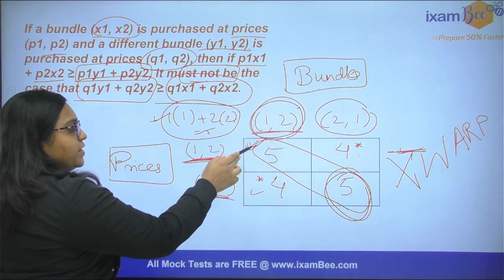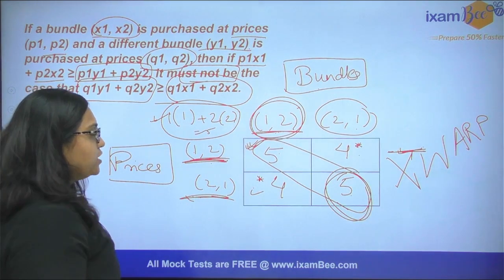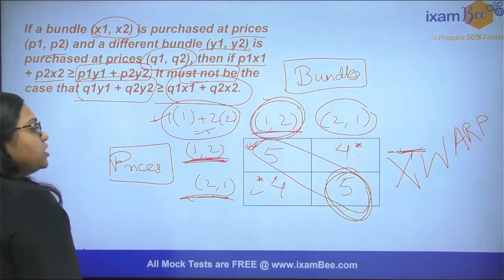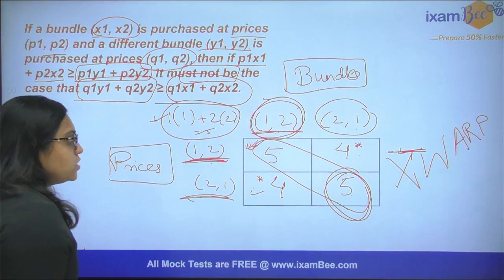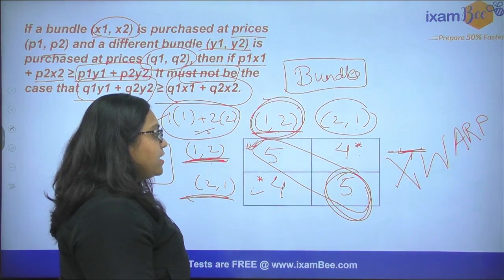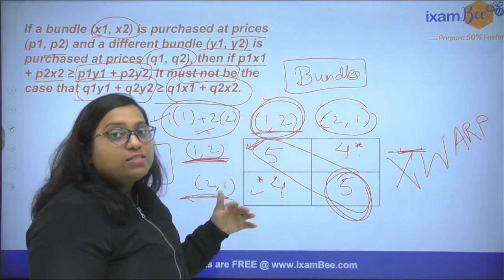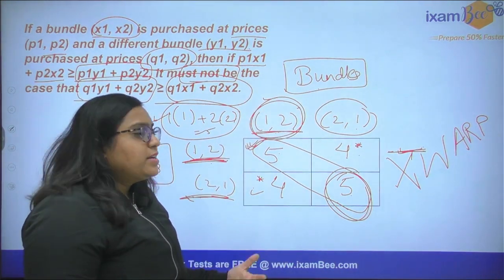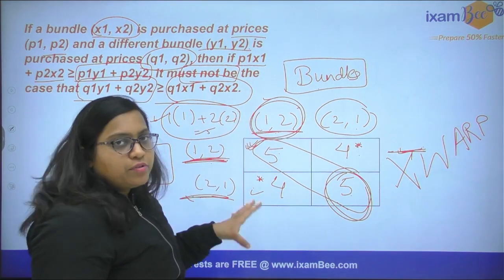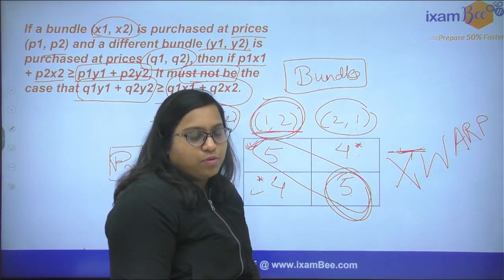He should always prefer the bundle. If he is revealing his preference for (1, 2), then under different price combinations, he should always prefer the bundle (1, 2) only. It shouldn't be the case that he's preferring some other bundle even when the bundle (1, 2) is affordable. If it's not affordable, then it does not matter. But if it is affordable, then obviously under different price combinations, he should prefer this bundle only. That behavior would be consistent with the weak axiom of revealed preference.